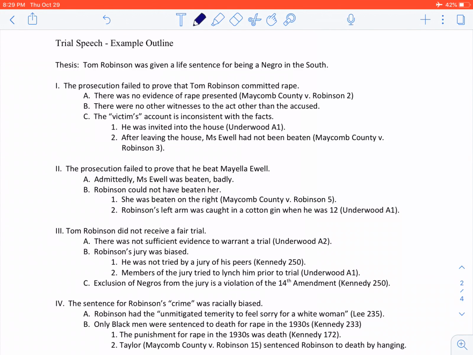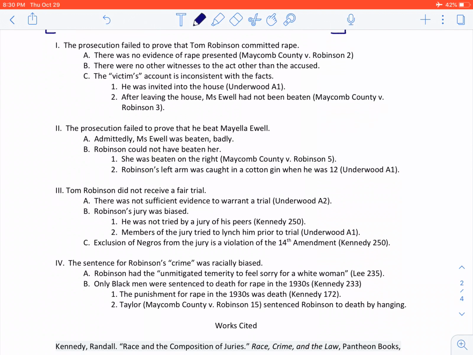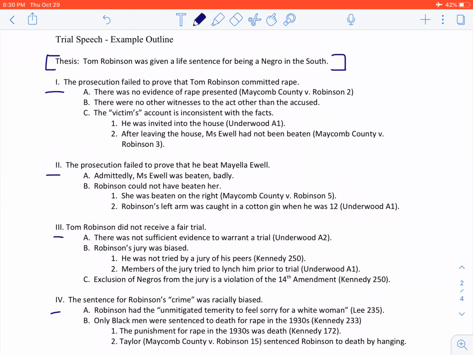This is an example outline for an argumentation or a forensic thesis that has to do with the trial in the book To Kill a Mockingbird. Tom Robinson was convicted for rape of a woman named Mayella Ewell, and this is the defense argument against his conviction. So I have a series of 4 main points that I put together for undermining that argument, all of which are subordinate to that thesis.